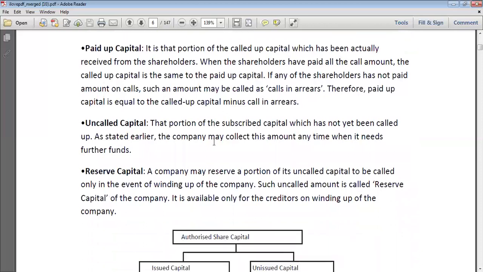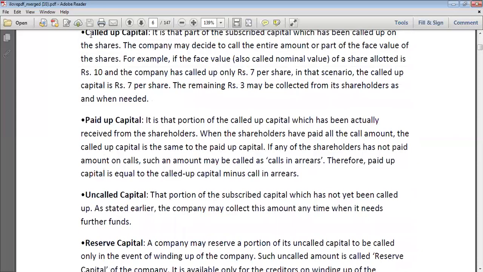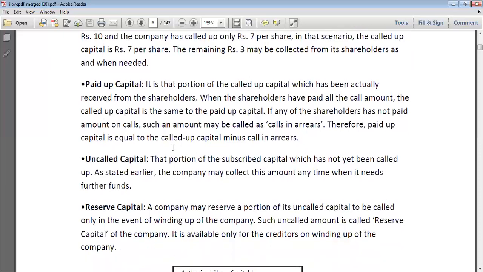Okay, now let's talk about uncalled capital. We give an example that the face value of a share is 10 rupees and the company has already called 7 rupees. That means uncalled capital is 3 rupees. So uncalled capital is the portion of subscribed capital which has not yet been called up. As stated earlier, the company may collect this amount any time when it needs further funds. So uncalled capital can be called anytime whenever the company needs that amount.